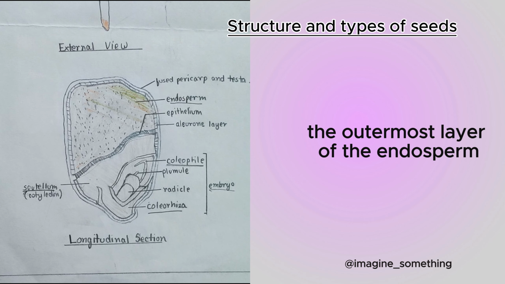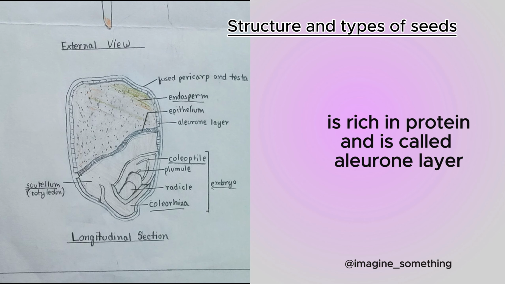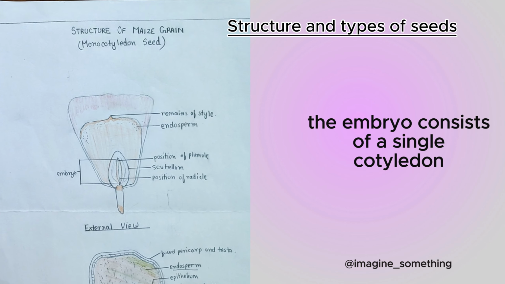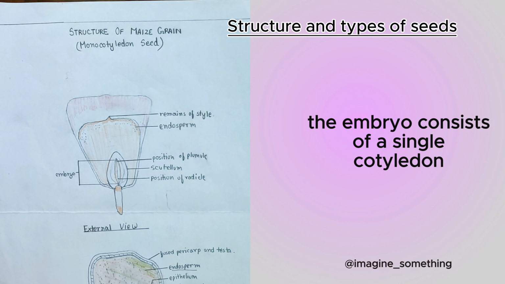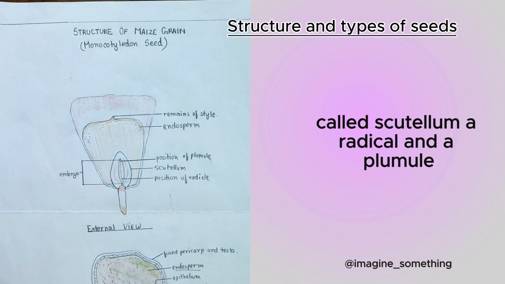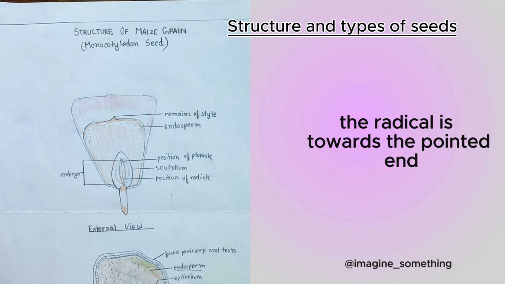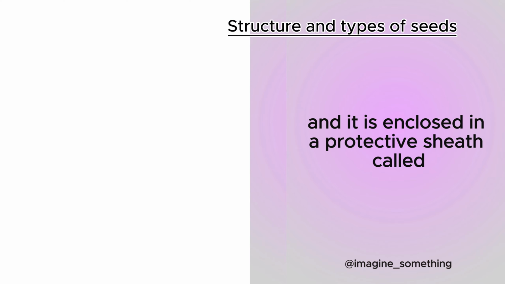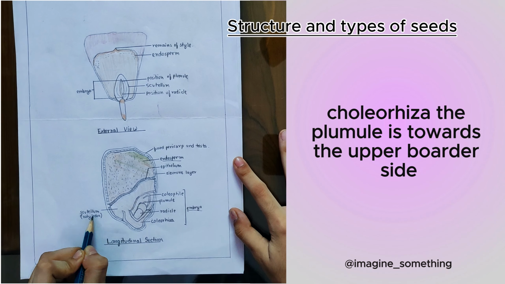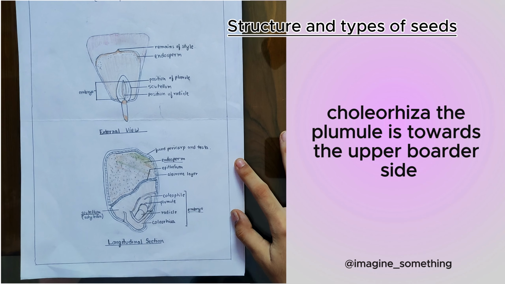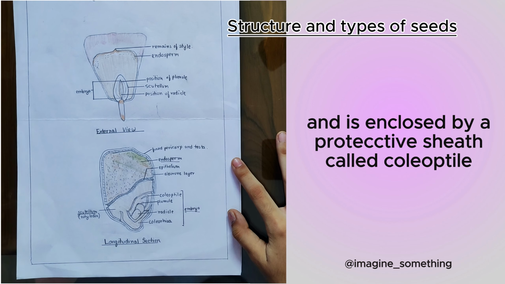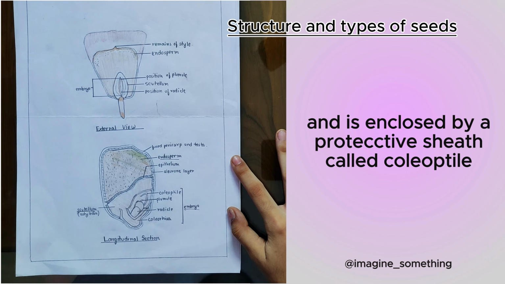The outermost layer of the endosperm is rich in protein and is called aleurone layer. The embryo consists of a single cotyledon called scutellum, a radicle, and a plumule. The radicle is towards the pointed end and it is enclosed in a protective sheath called coleorhiza.